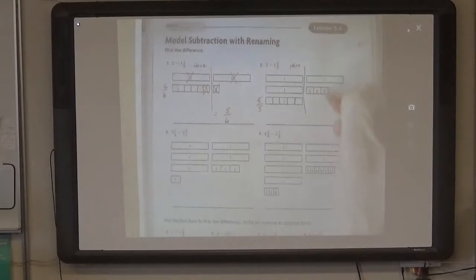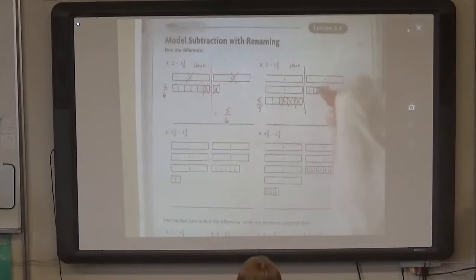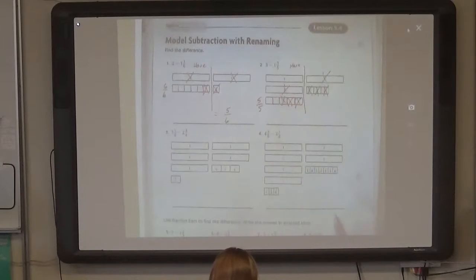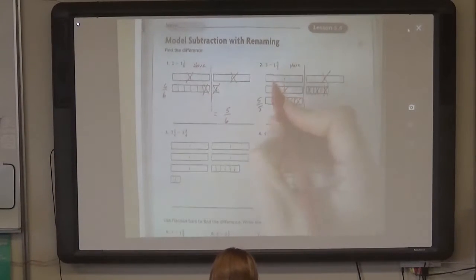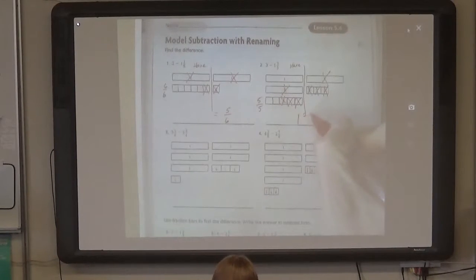Then label this 5 fifths. Then take away 3, because this shows taking away 3. Take away 1 whole, and write the remaining amount. There's 1 and 1, 2. 1 and 2 fifths is the remaining amount.